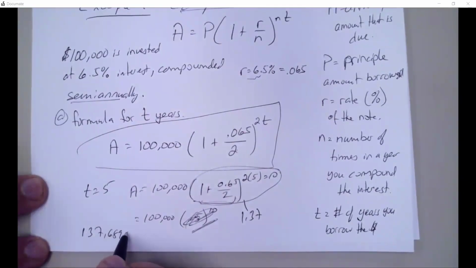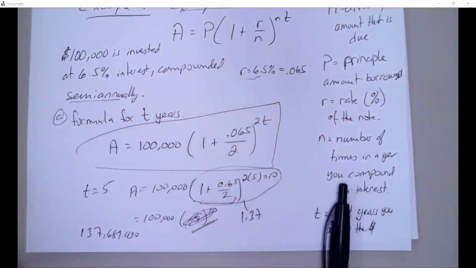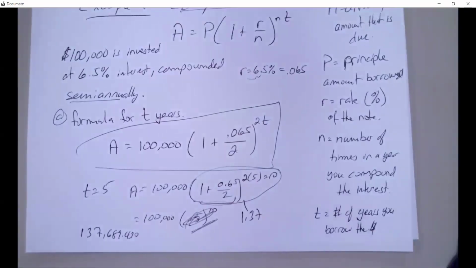$137.6. If you're investing at an interest of 6.5%, which is unheard of, in 5 years you'd have that much money. Now imagine if it was in the hundreds of millions. Now you see why the rich get richer and the poor get poorer. Which is why I try to tell my students, start investing now.